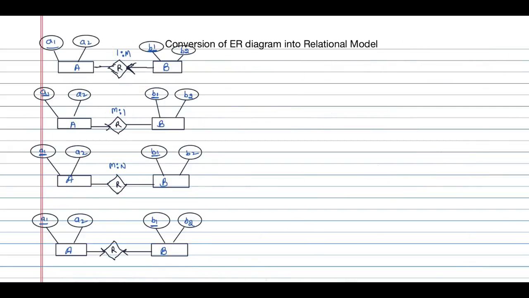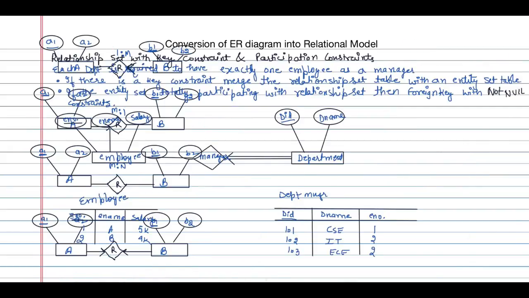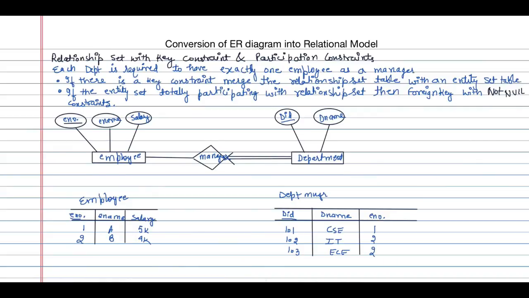Now, you generally get a lot of questions related to this in your examination, so I'm going to take some previous year questions also, and I'm going to try to convert them. Okay, so let us see. If we have a relationship set with a key constraint and a participation constraint, the only thing differentiating here is the participation constraint. That means here you can see in the diagram that department is having total participation.